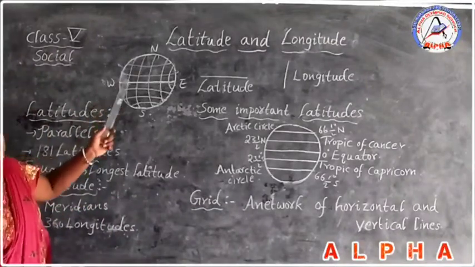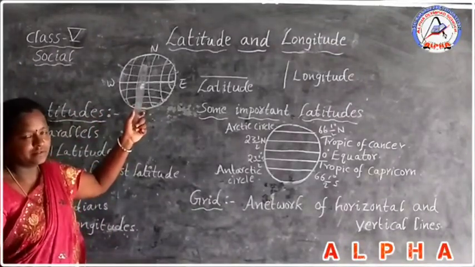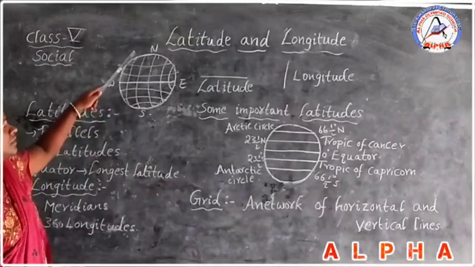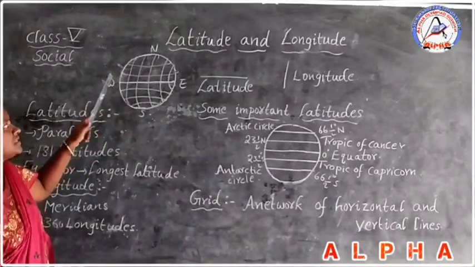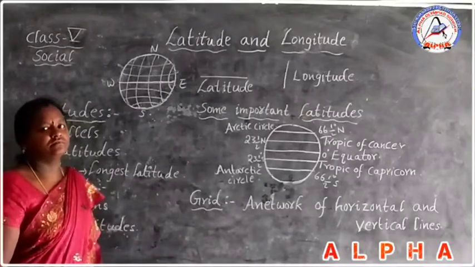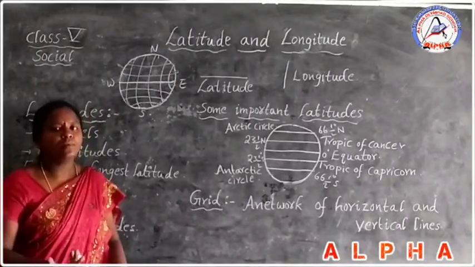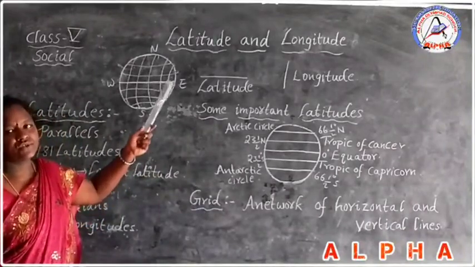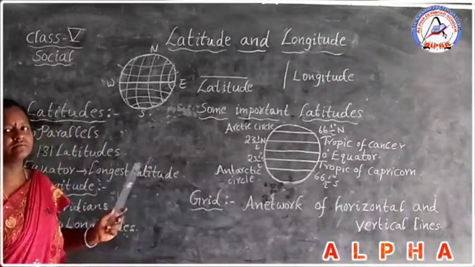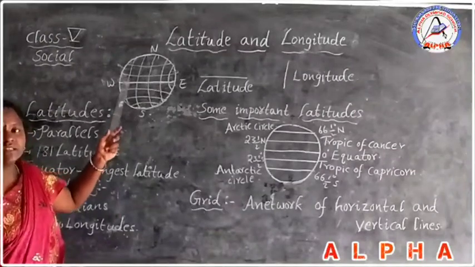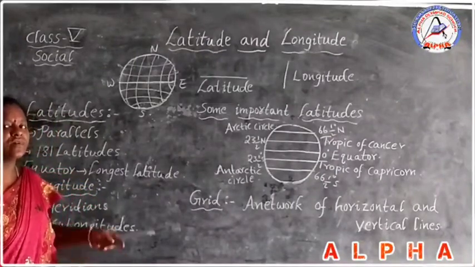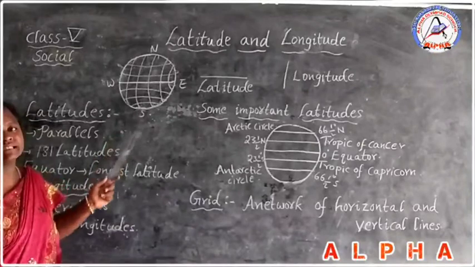Suppose this is considered as a globe or earth. We have to observe some lines from north to south and east to west. These lines are called imaginary lines. By using these imaginary lines, we can find any place on a map.